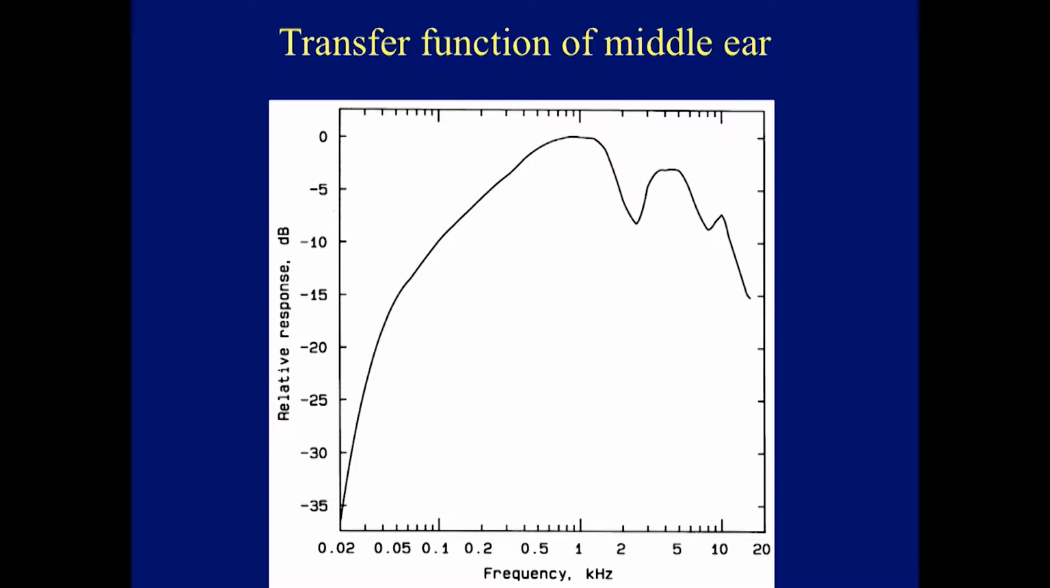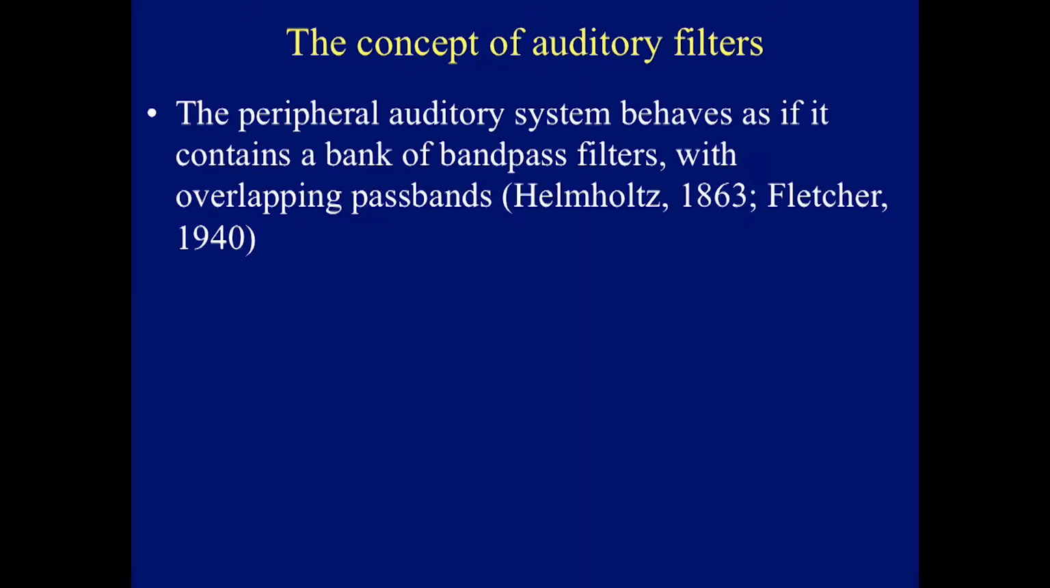If you apply a sound via a bone vibrator that bypasses the middle ear, you can hear frequencies up to 100 or 150 kilohertz, although they're probably being heard by various non-linearities. But the middle ear essentially is blocking the very high frequencies too.